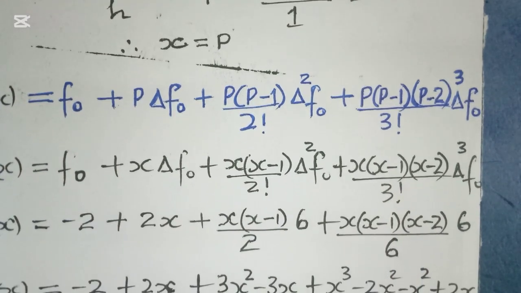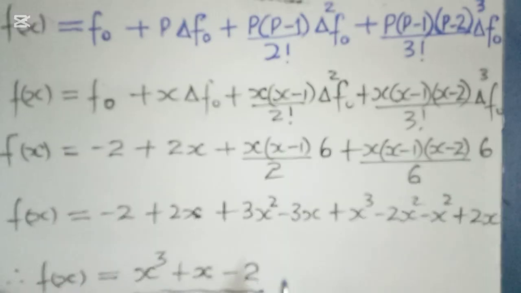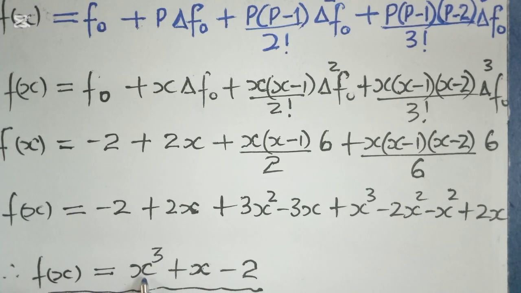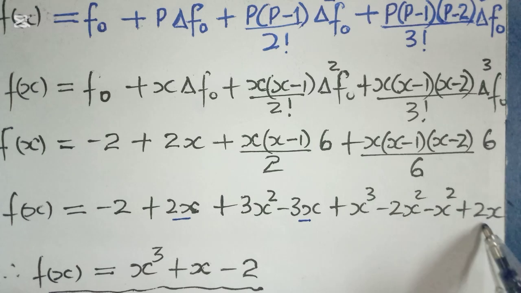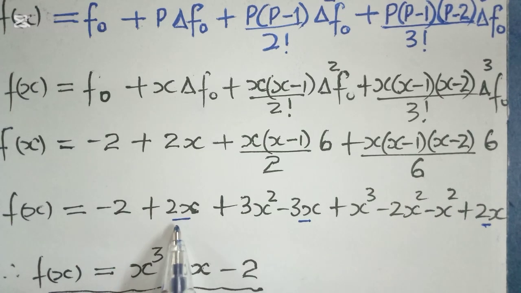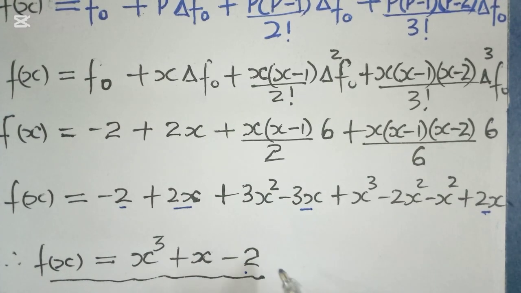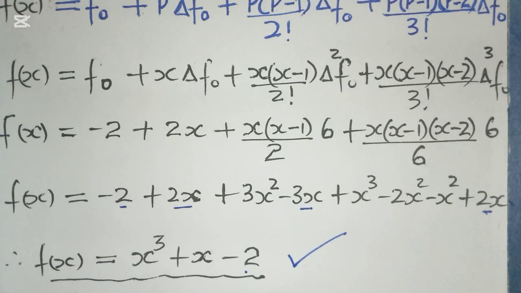After expanding that, I found f(x) equals all that. From there I was able to put the x cubed. Then I looked for all the x terms wherever they are, and they gave me x: 2x minus 3x is minus x, plus 2x is x, and then I'm left with 2. This is now my solution. Thank you for listening to me. Bye.